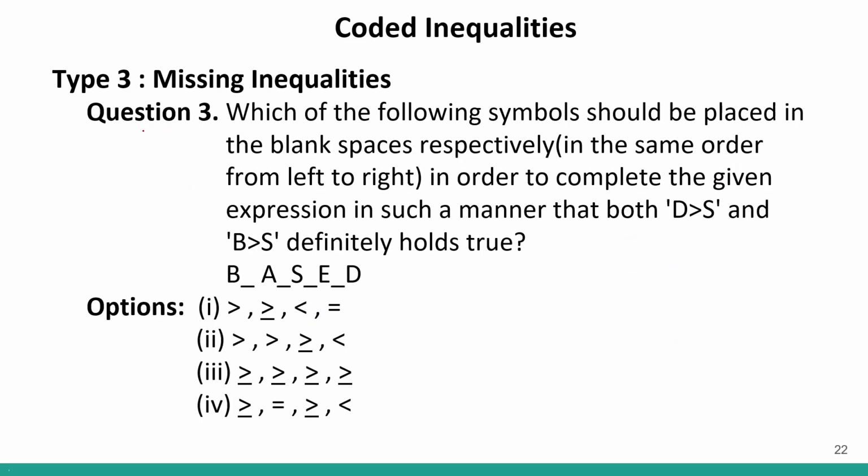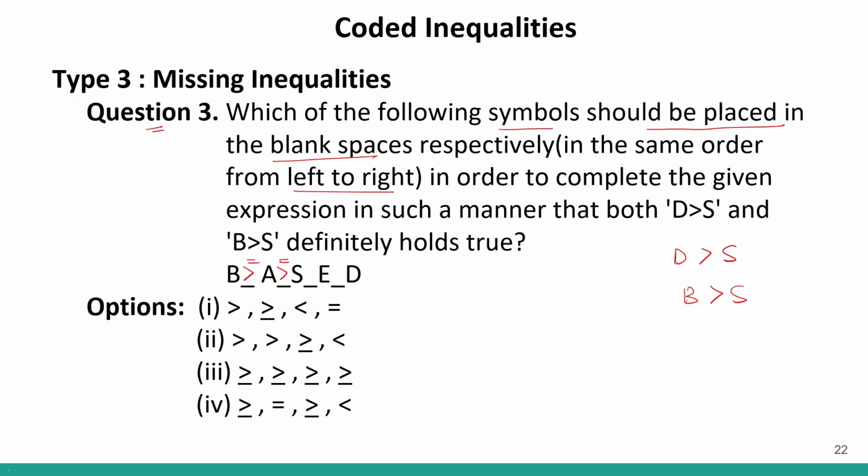Clear? Now let us look at question number 3. So in question number 3, it says which of the following symbols should be placed in blank spaces. So certain blank spaces are given to us respectively in the same order, from left to right, in order to complete the expression, that means D is greater than S and B is greater than S. So we have to fill in such symbols that makes D greater than S and B greater than S. So if I have to make B greater than S, over here we should have this symbol or we should have this symbol, correct? Anything in this direction.